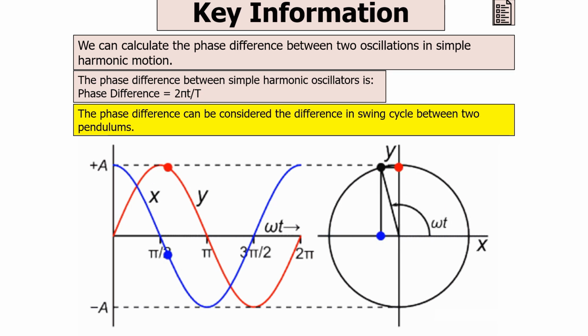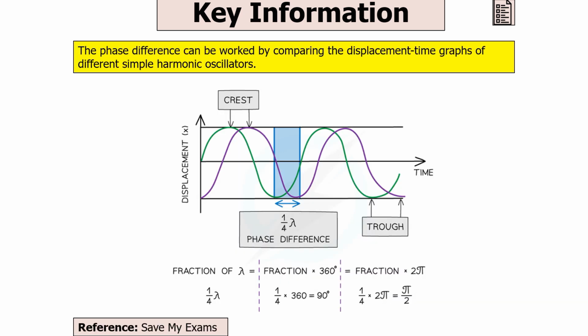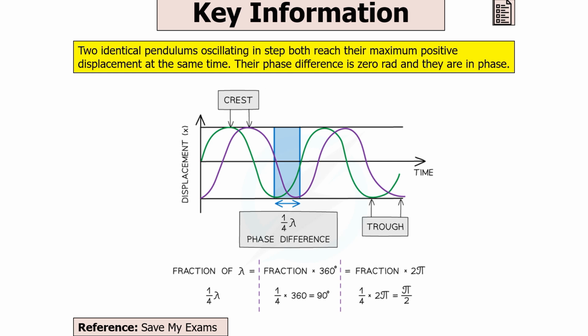Now the phase difference can be considered the difference in swing cycle between two pendulums. So the phase difference can be worked out by comparing the displacement time graphs of different simple harmonic oscillators, as shown in the following image on the screen. Now two identical pendulums oscillating in step both reach their maximum positive displacements at the same time. Their phase difference is 0 radians and they are in phase.